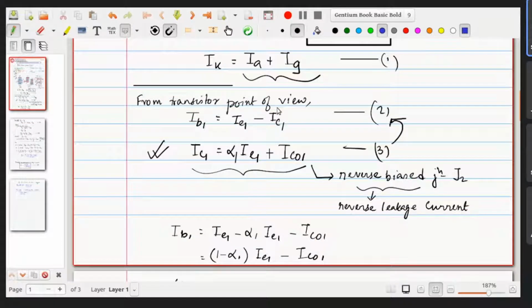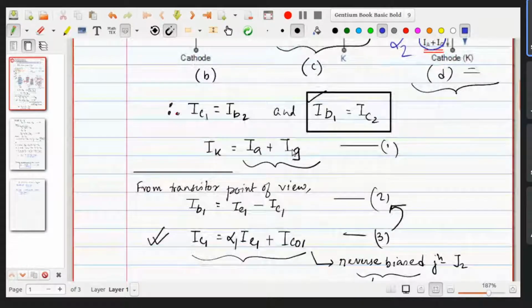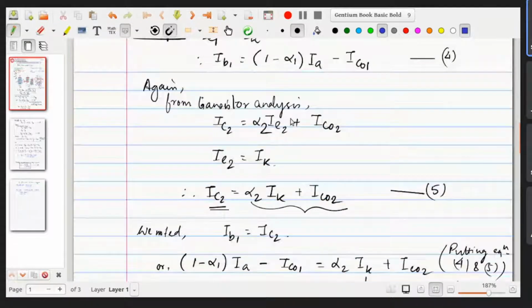So if you come down to the equation, the cathode current is basically IA plus IG. Now observe this point. This is my anode current plus gate current, and that is multiplied by alpha 2. So the current gain of the NPN transistor is increased independent of the anode to cathode voltage, because alpha 2 depends on IA plus IG.